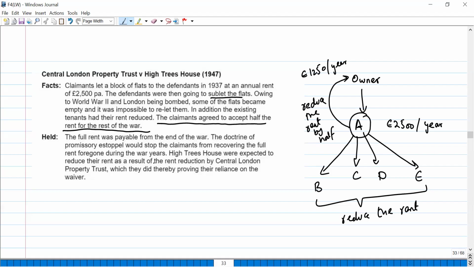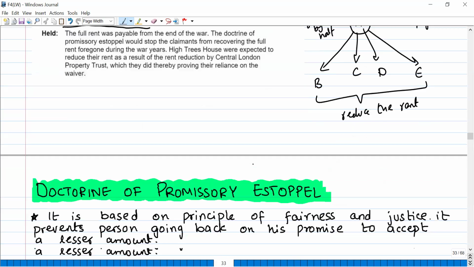The doctrine of promissory estoppel says that you cannot withdraw from your promise. The owner promised A that he will reduce the rent by half while the war is going on, so he cannot go back on his promise. High Tree House was basically the agent in between, or you can say Mr. A. By relying on the promise of the owner, he further reduced the rent of the tenants, which means he was relying on the promise of the owner as well. So the owner cannot claim the outstanding rent from the war period. After the war, he can do that, but during the war, he cannot claim the outstanding amount. So this is what the doctrine of promissory estoppel says.